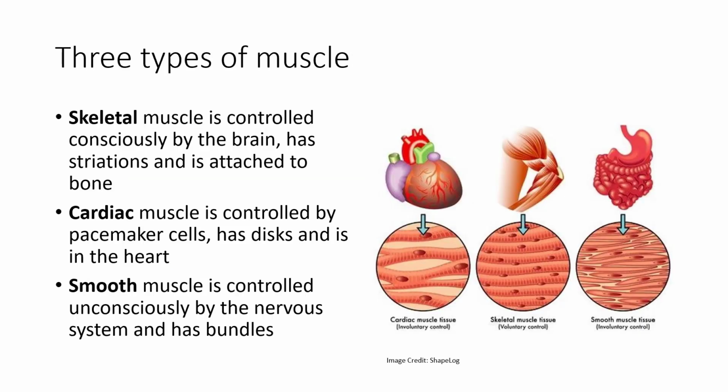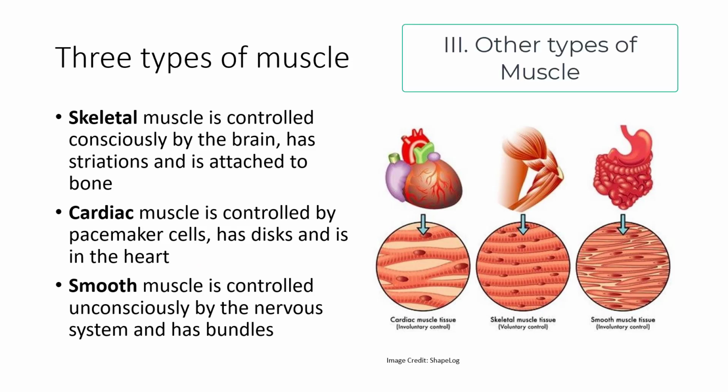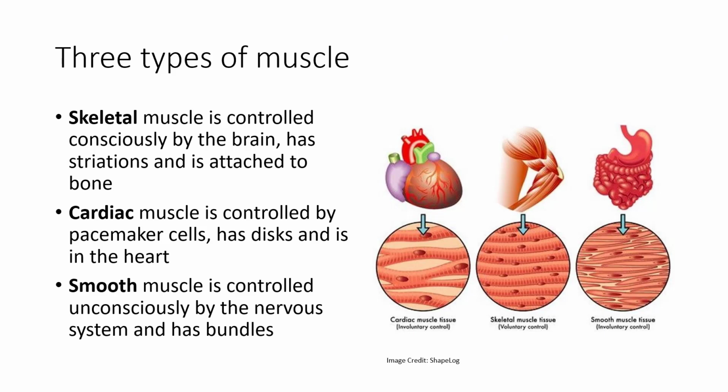Last little bit of this is to look forward to different types of muscle. In this 2-lecture series, we discussed skeletal muscle, which is controlled consciously by the brain. If you're moving your arm around right now and writing, that is conscious control of skeletal muscles. You're not thinking about your cardiac muscles. They're not controlled directly by the brain. Also, your skeletal muscles are attached to bone. Your cardiac muscles are not. Your cardiac muscles are controlled by pacemaker cells, and they have discs and are found in the heart. The smooth muscle is controlled unconsciously by the nervous system and does have bundles.